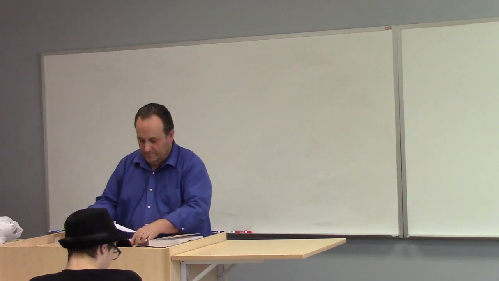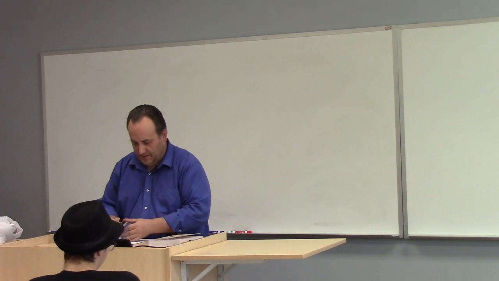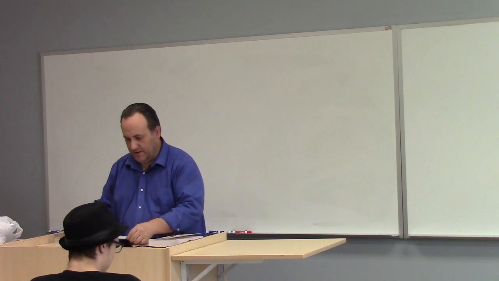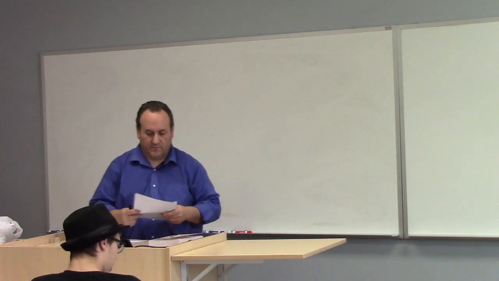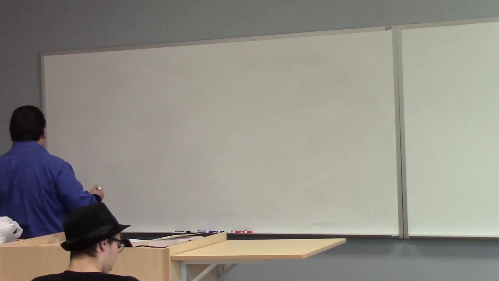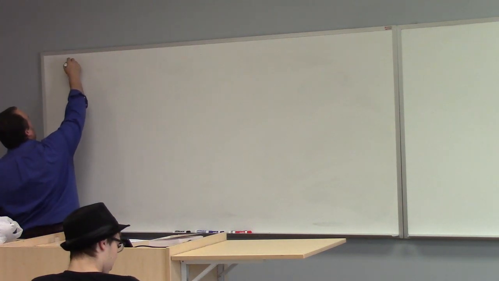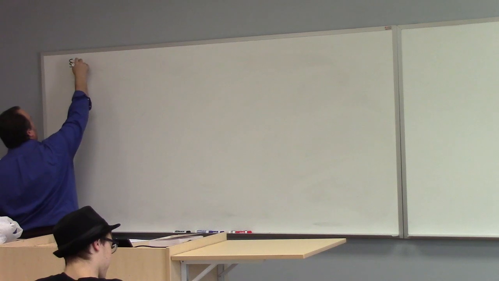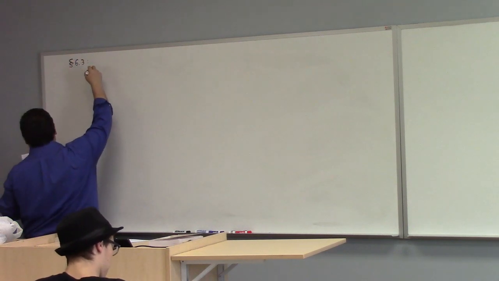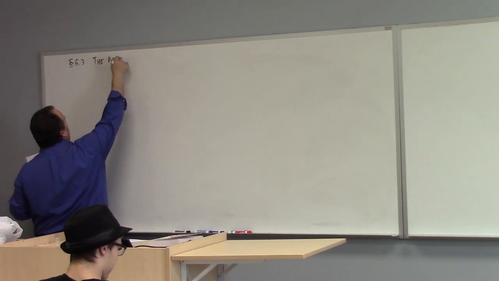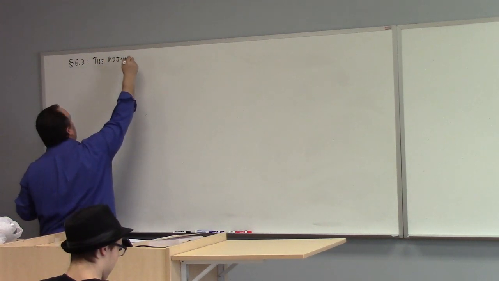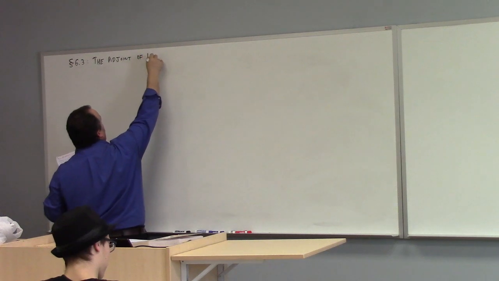The next section, section 6.3, which is where we are now, is on the adjoint of a linear operator. So we'll pick up there.